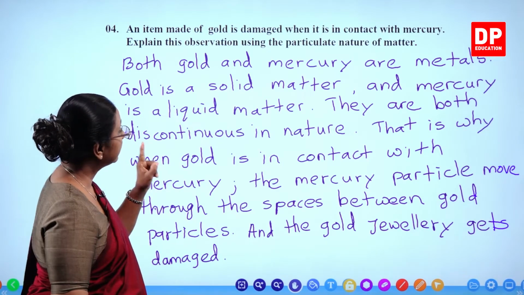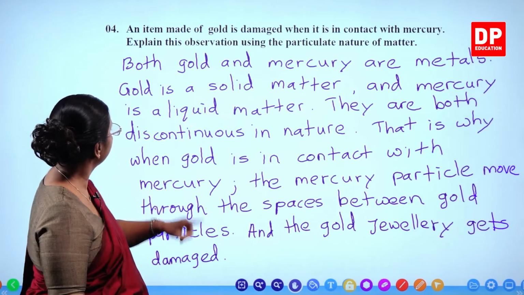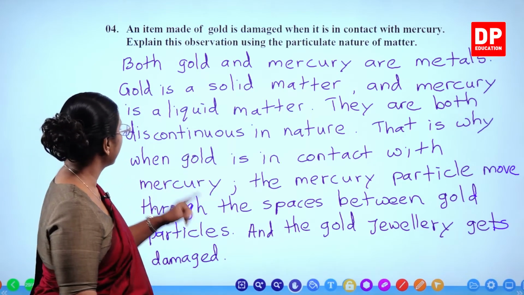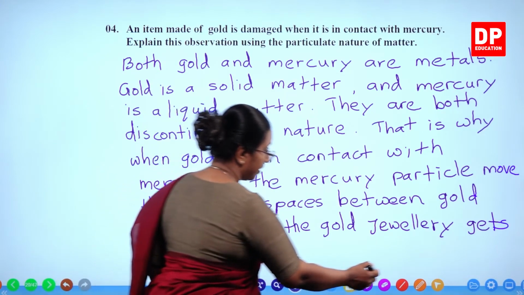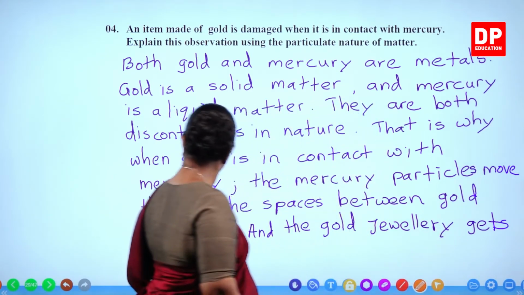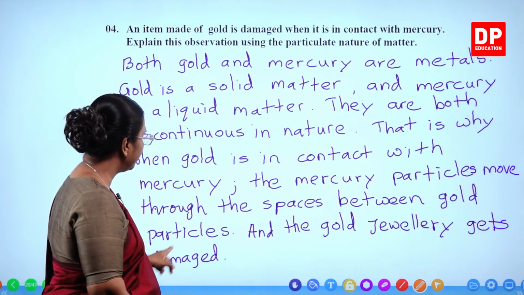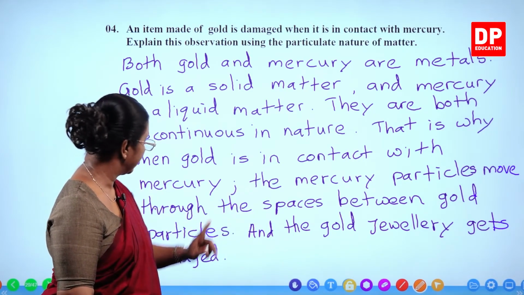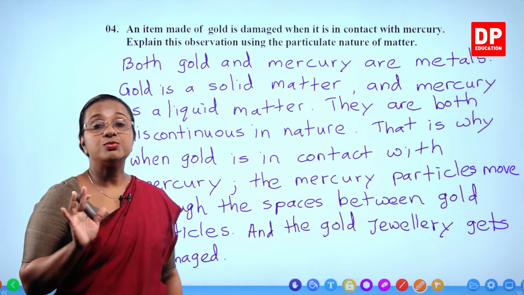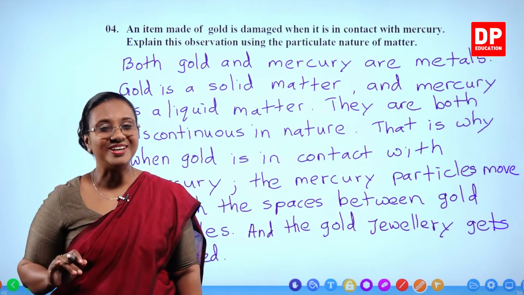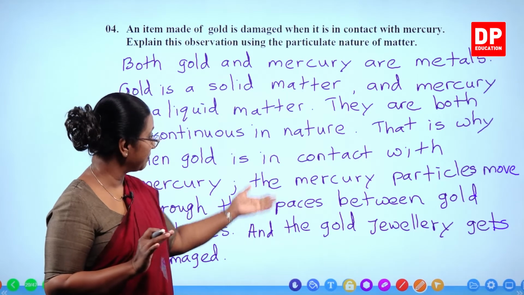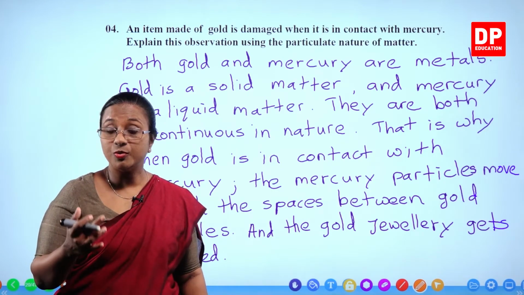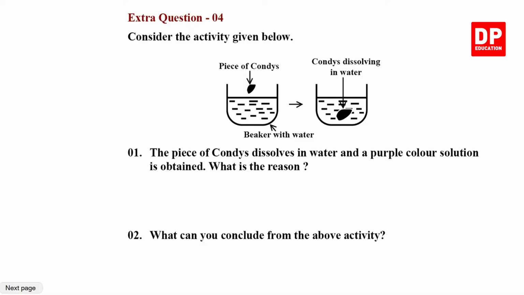Gold is a solid matter and mercury is a liquid matter. They are both discontinuous in nature. That is why when gold is in contact with mercury, the mercury particles move through the spaces between gold particles and the gold jewelry gets damaged. So that is what happens here. I'm sure you all can understand. So that was the question, the different parts of the question. Now I am going to move on to the next question. That is extra question 4.